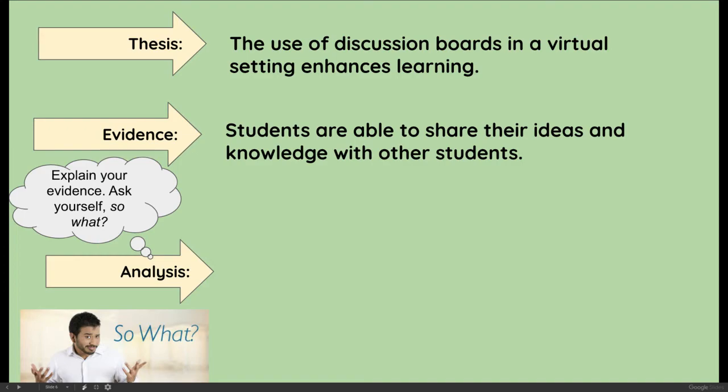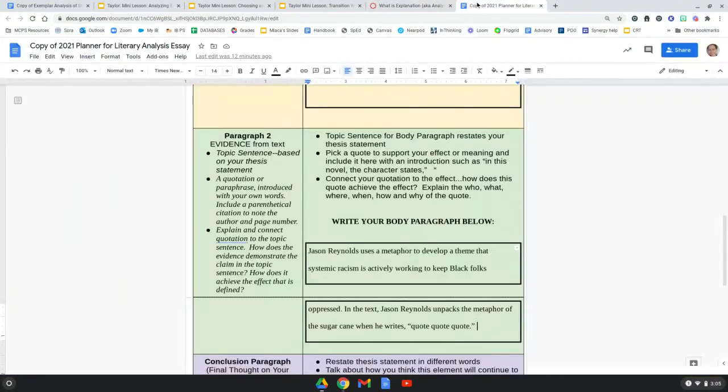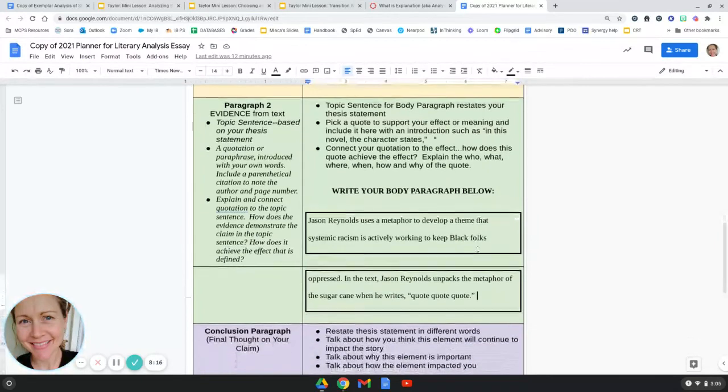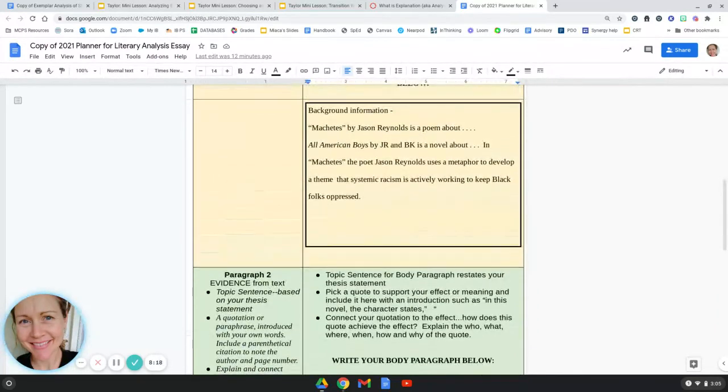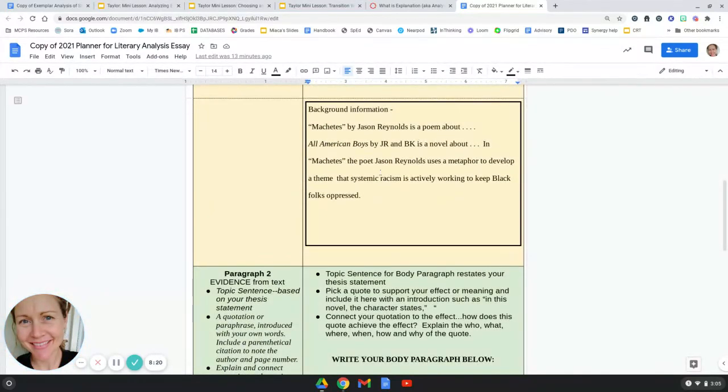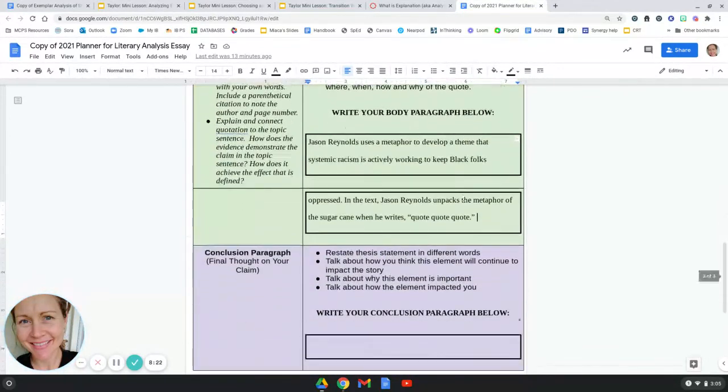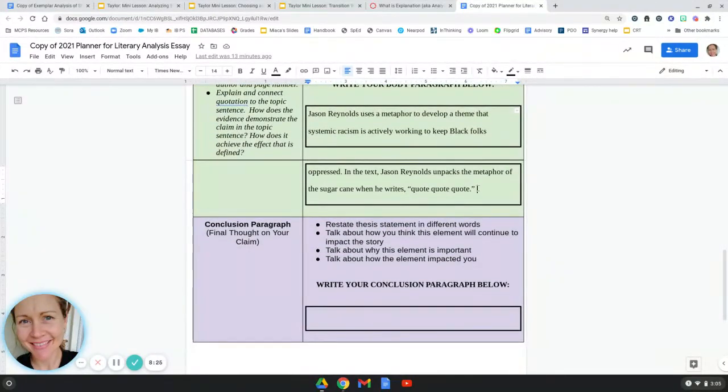So what you're going to do right now, you are going to apply this to your planner. So you already have your thesis statement, you already have your background information, your topic sentence, your evidence. Now what you have to do is explain, analyze, how does this metaphor build the theme? How does this dialogue build the characterization? So what? This explanation takes a while to develop.